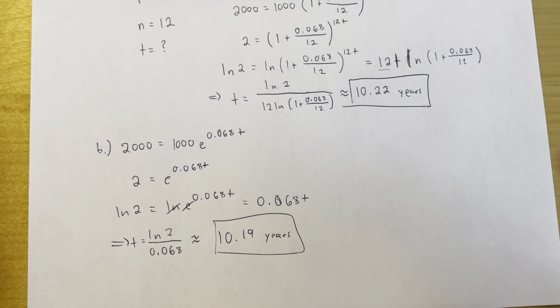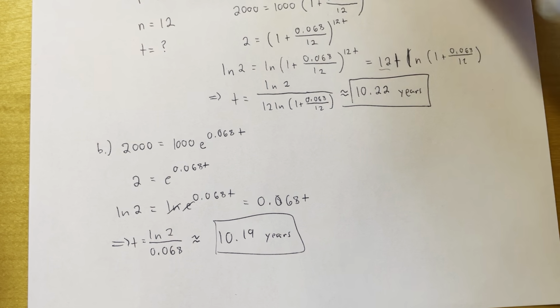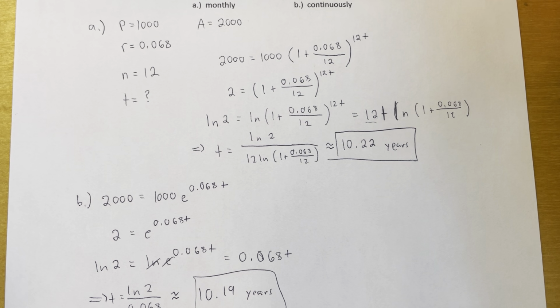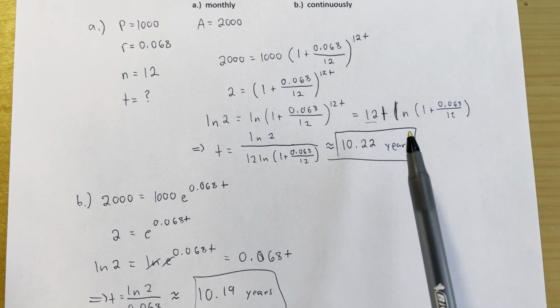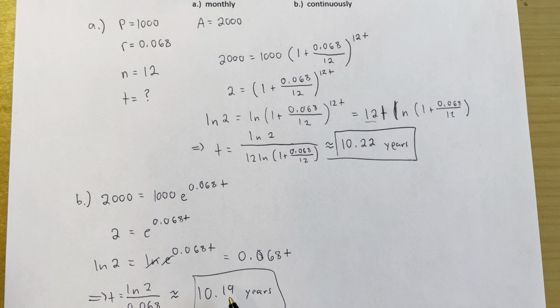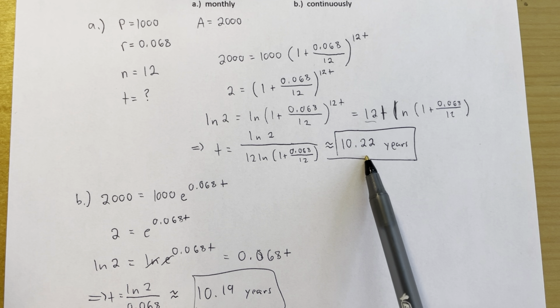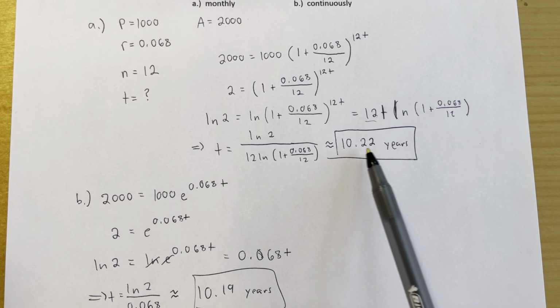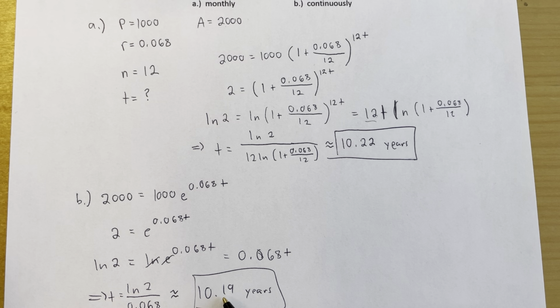Okay. It's worth comparing these two answers to kind of see how continuously compounded interest compares to other compounding rates. So as you can see, continuously compounded interest is better than monthly interest because we double our money in less time, 10.19 compared to 10.22, but very, very little difference between those at the same time.